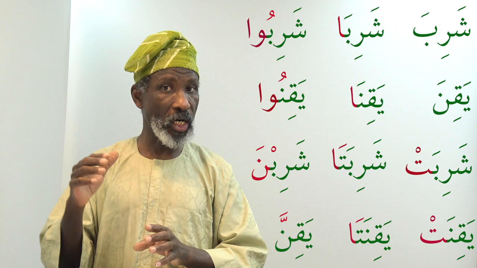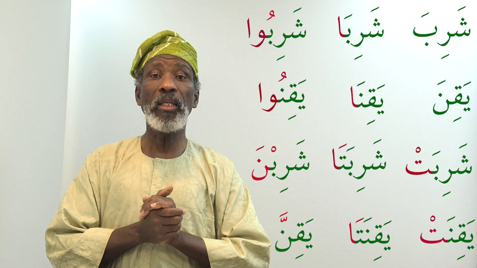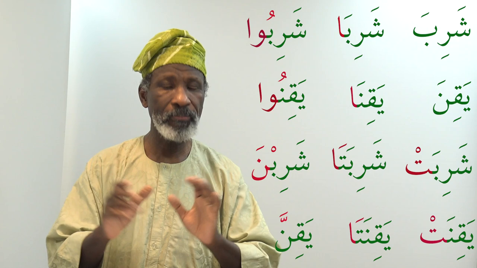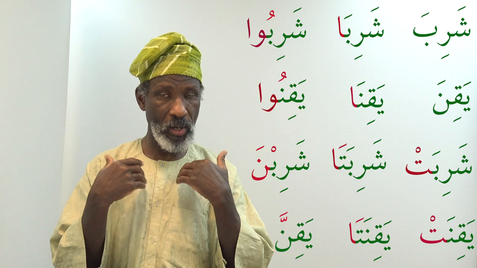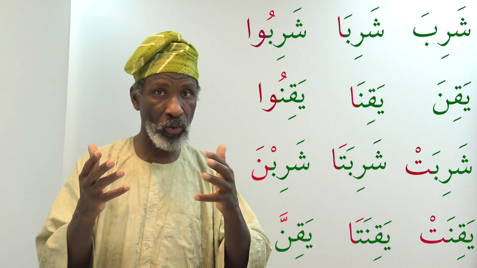Shariba, yaqina. Sharibat, yaqinat. Shariba, yaqina. Sharibata, yaqinata. Sharibu, yaqinu. Sharibna, yaqinna. Okay, let's now move to the second person, meaning you are speaking directly to them. And the same thing, male, female, singular, dual, and plural. And then we compare and contrast between the two verbs.